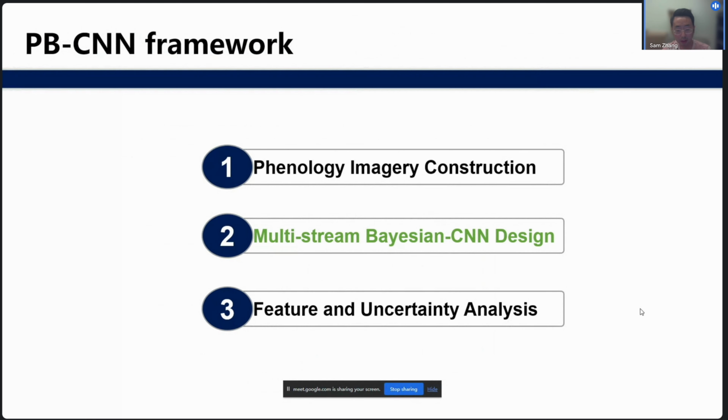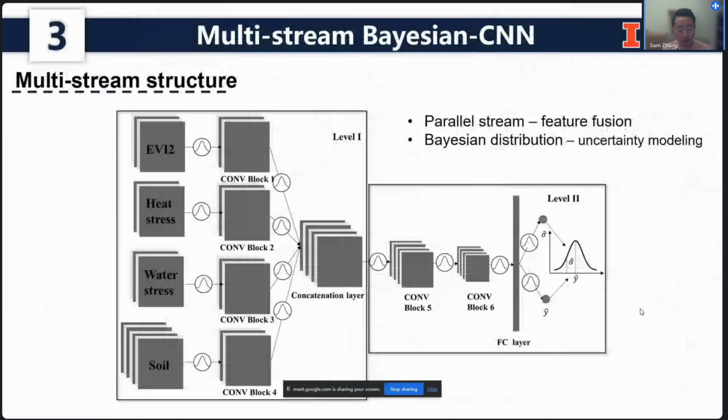The second part is about our Bayesian-CNN model structure. You can see here we have multi-stream structures because, like I said, we have many different input variables. They should have different mechanisms. So we choose separate structures to handle each input variable group. And finally, we combine them together to process different features more efficiently. The second part is the Bayesian distribution part, because in the conventional CNN model, it's very hard to use it to predict the model uncertainty. But here, we use the Bayesian-CNN.